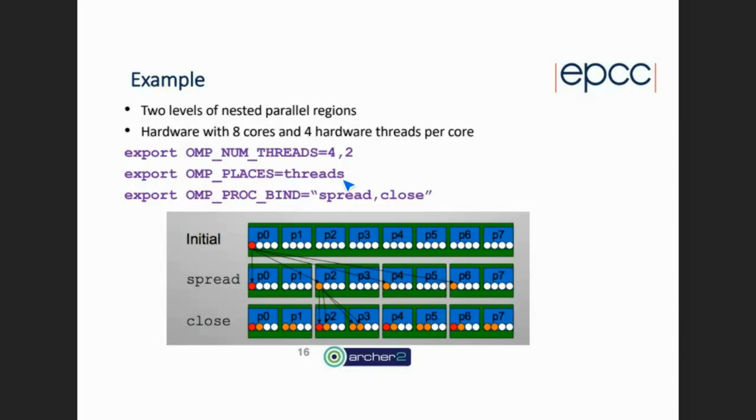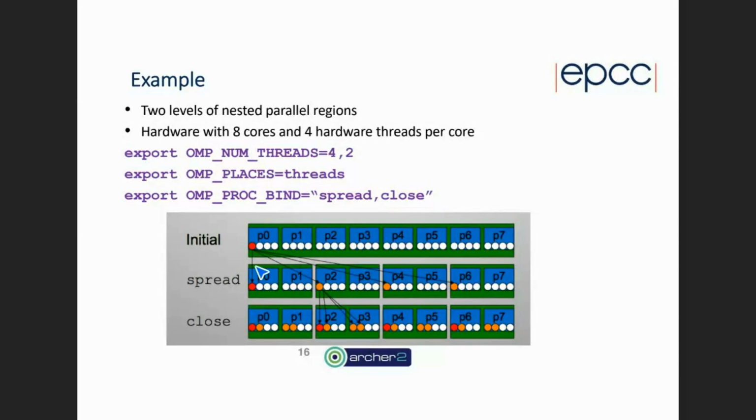And so then I can specify that OMP_PLACES is the entity, the binding entity I'm talking about, is hardware threads, and the binding pattern that I want is spread at the outer level and close at the inner level. Okay, so these things have specific meanings. There's a whole section in the OpenMP specification which specifies the algorithm for determining what happens here.